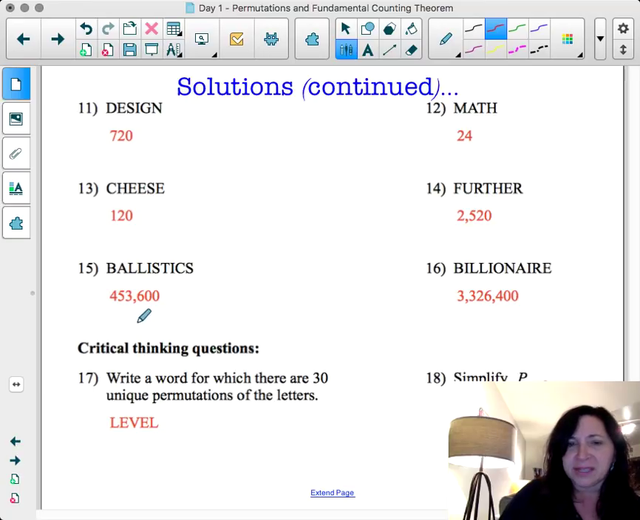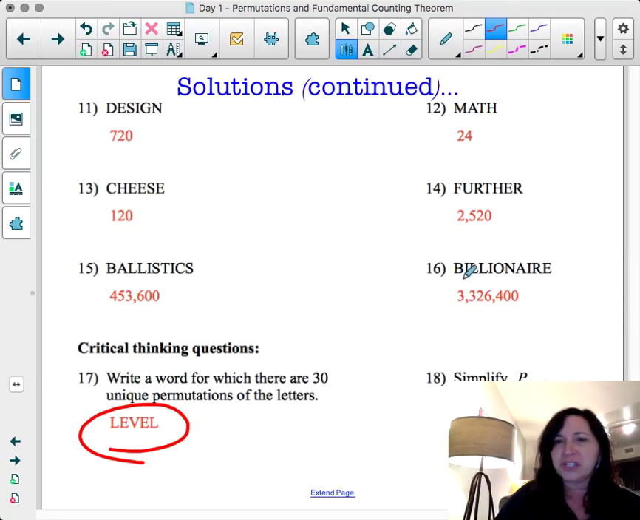You've got ballistics had 453,000. This was our word level, etc. So you can check your answers online.